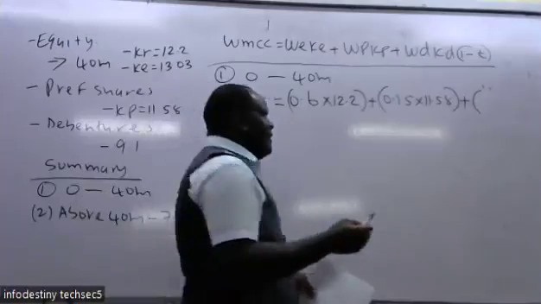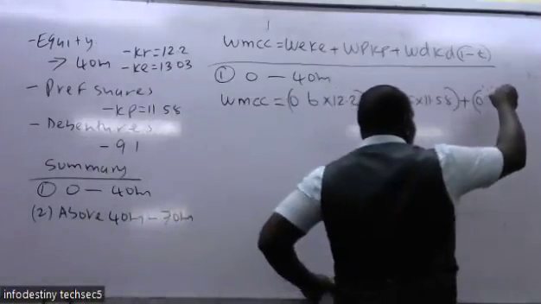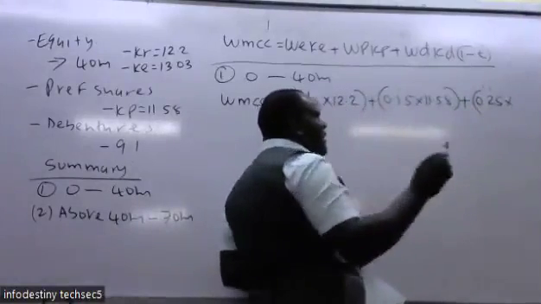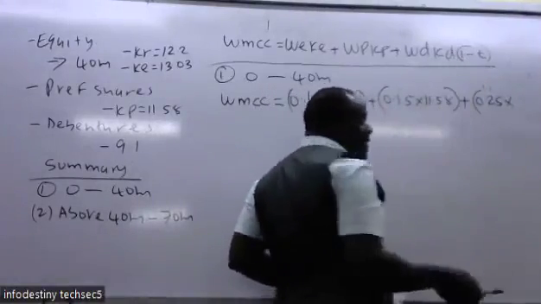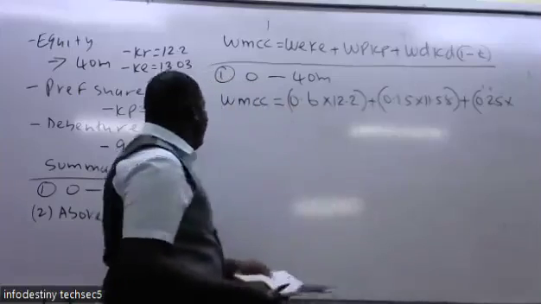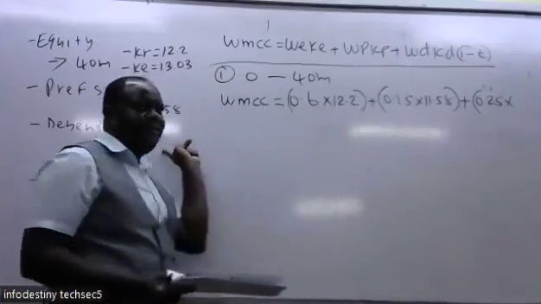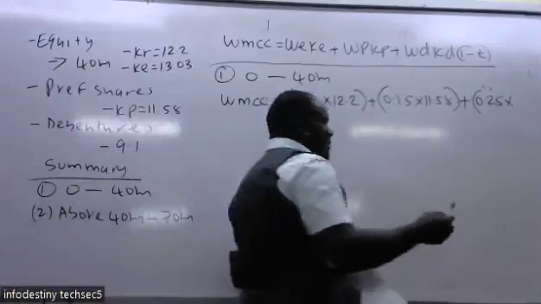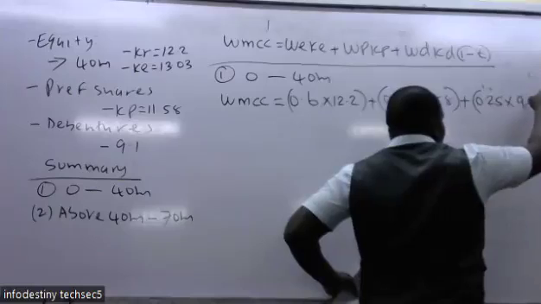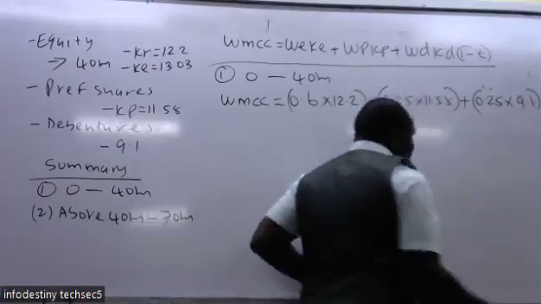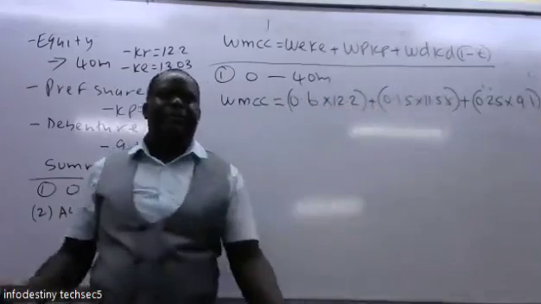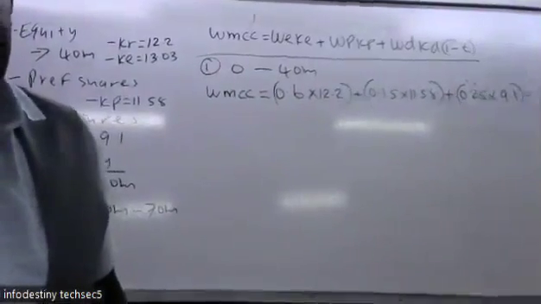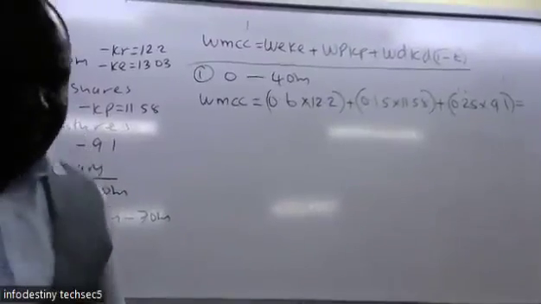25 over 100 is also the same as 0.25. So your Kd is the cost of the debenture, but it should always be after the tax. If the figure is already after tax, we just use it as 9. It is already after tax. So you add them together to give you WMCC within that range of 0 to 40 million.